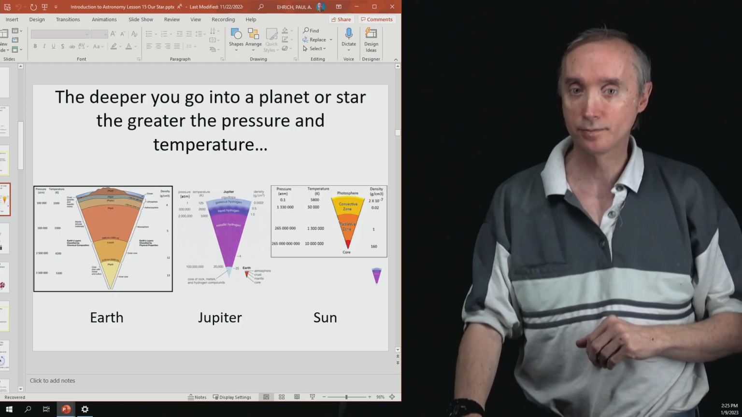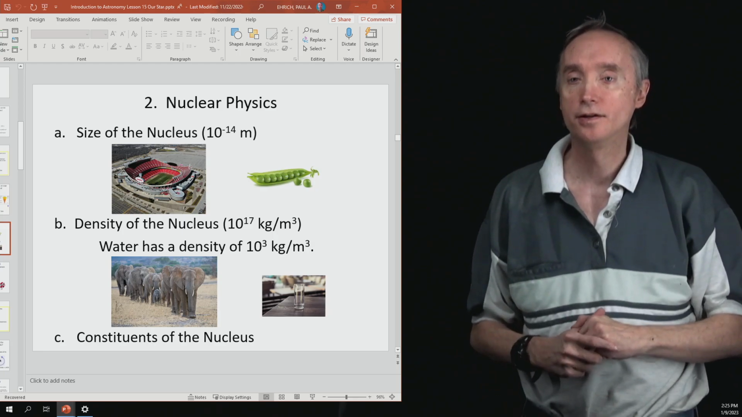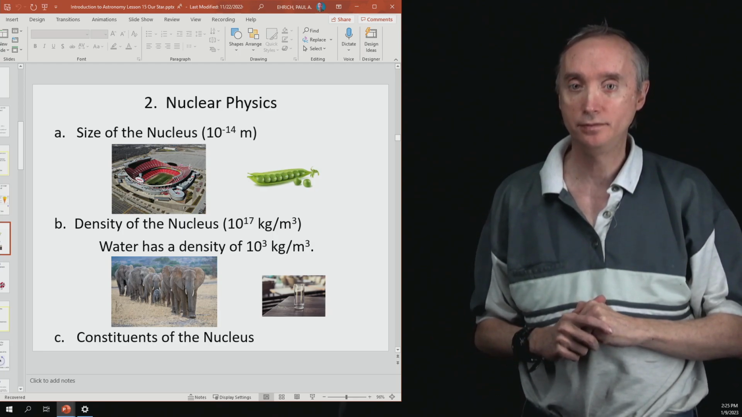Okay, in our next segment, we're going to talk about what we mean by density, and then what is the density of the nucleus.